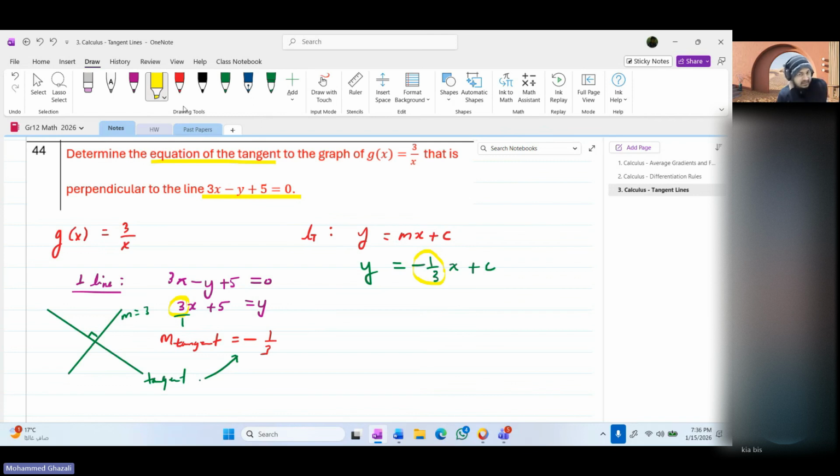Remember, what we are finding is a tangent line. Because this is a tangent line, the tangent line is y equals mx plus c, and m is negative 1 over 3. To find negative 1 over 3, we have to say f prime x, but in this case the function is g, so call it g prime x, which is negative 1 over 3. I'm going to write g prime x as d dx of 3 over x.